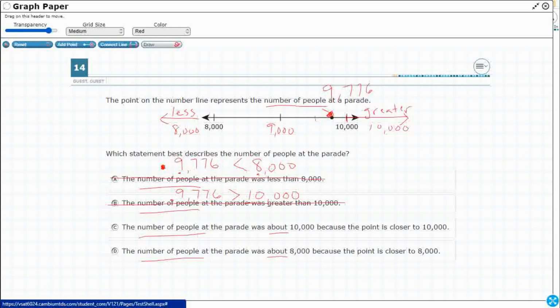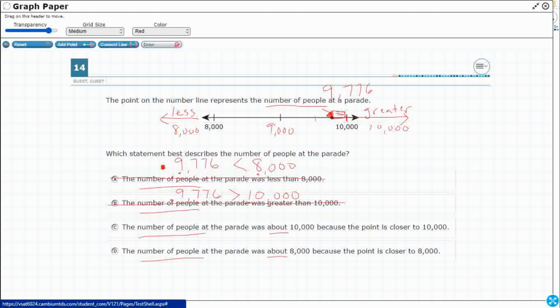The number of people at the parade was about 10,000 because the point is closer to 10,000. So now we're going to get into the rounding. Is that point close to 10,000 or is it close to 8,000? That's really what we're asking. Is 9,776 closer to 10,000 or closer to 8,000? Look how close this is to 10,000. It's got like one square between the point and 10,000. It's got 1, 2, 3, 4, 5, 6, 7, 8, 9, 9.5 squares to 8,000.